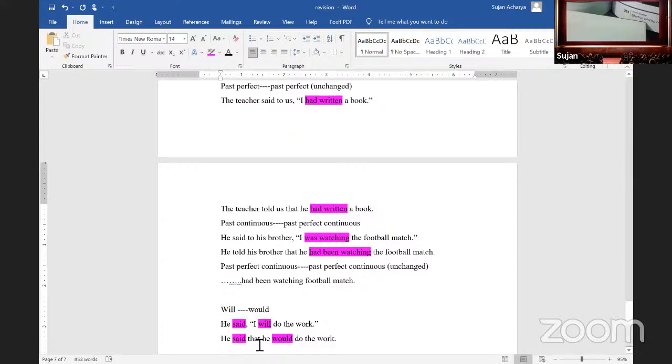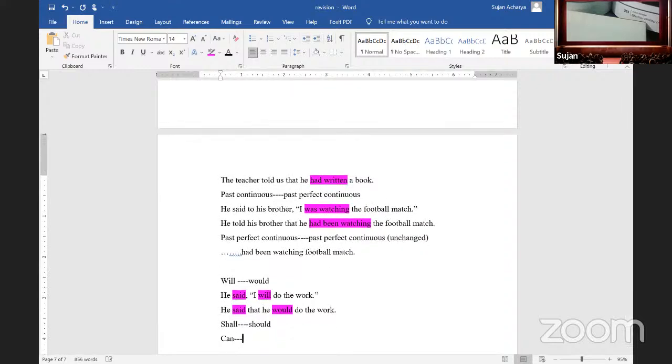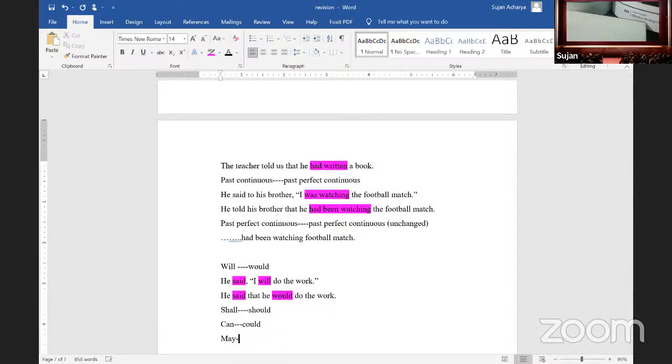He said to me, to her, because said hasn't got an object, so we keep it as it is. Only if said has an object, said is changed into told, otherwise it remains as it is. Will changes into would, shall changes into should, can changes into could, may changes into might. He said to me, "I may go." He told me that he might go.